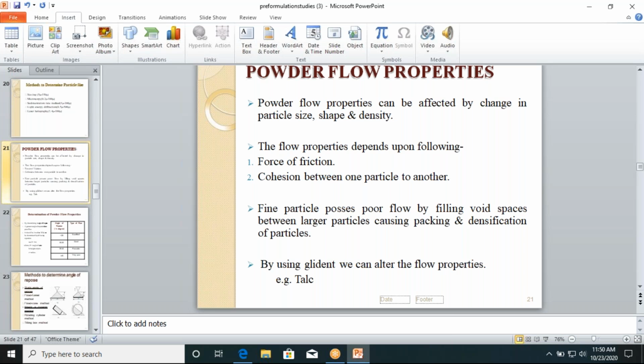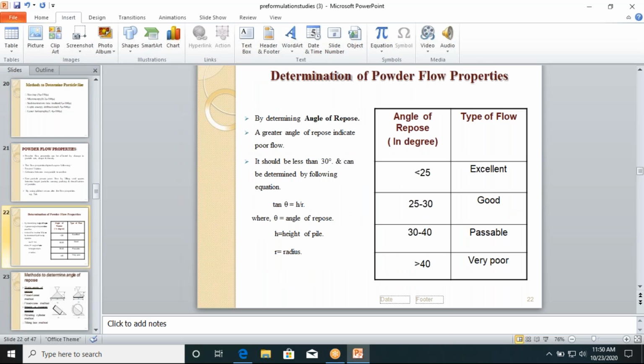So how can you increase the flow property of a powder which has poor flow? By adding talc. I think you have studied this already, so I will not go in deep. Now we will determine the angle of repose. tan theta is equal to h by r. Theta is equal to tan inverse of h by r. Where h is the height of the pile, r is the radius of the pile, and theta will give you the angle of repose.